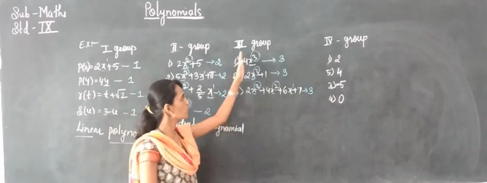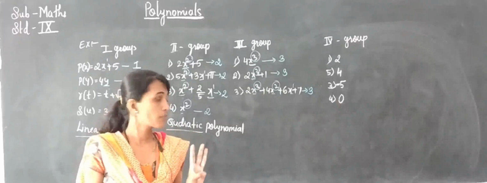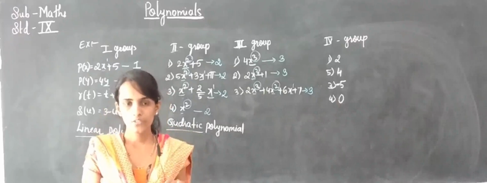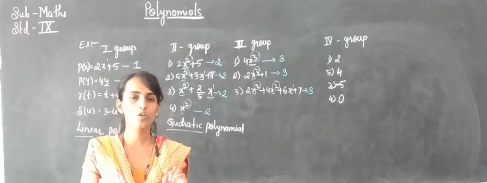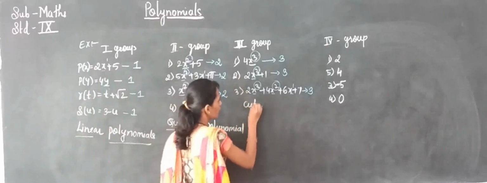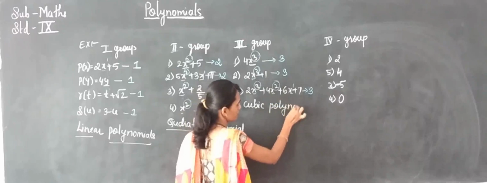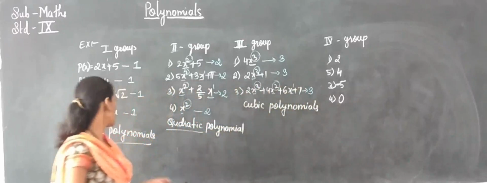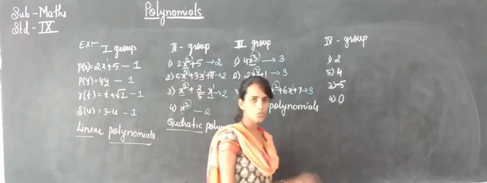So in the third group, the degree of all the polynomials is 3. Third degree polynomials are called cubic polynomials. These are all examples of cubic polynomials. The first one is a linear polynomial, then quadratic polynomials, and then cubic polynomials.